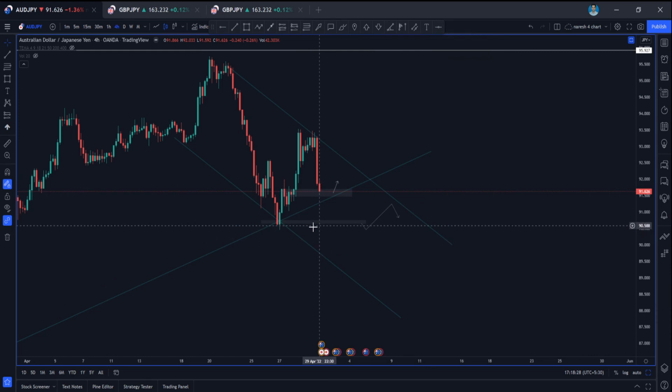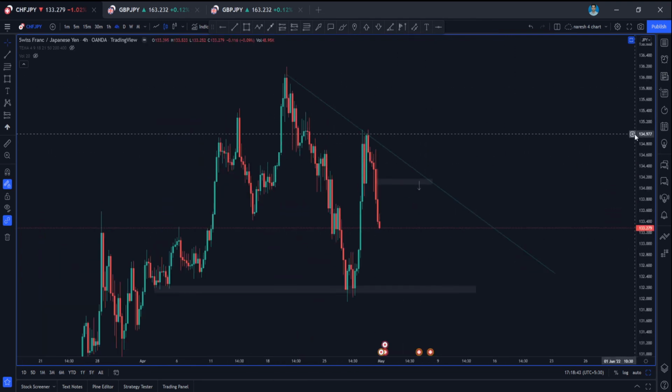So if it is breaking this low again and if it is pulling back, it is super good. So I'll be looking for short entries near this trend line, or else if it is directly coming up and if it is holding this level and dropping down, I'll be looking for short entries from there. Okay, so that would be for AUD JPY.